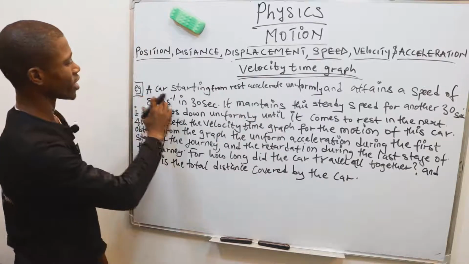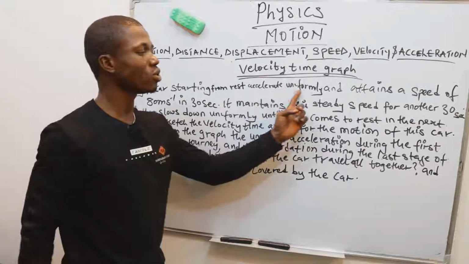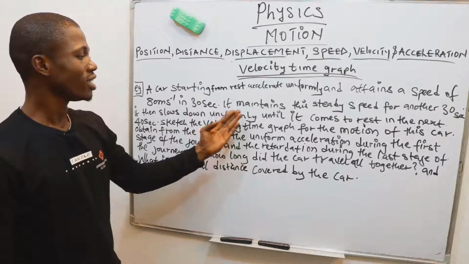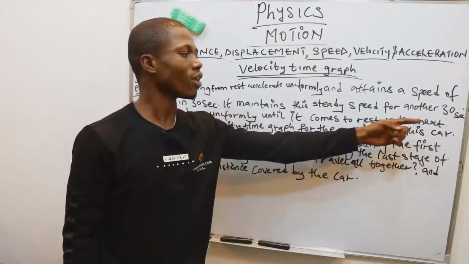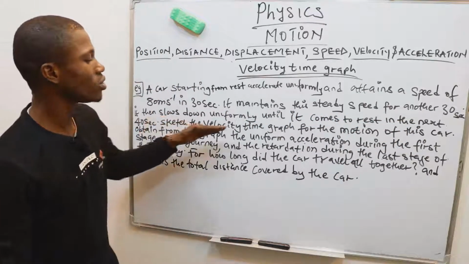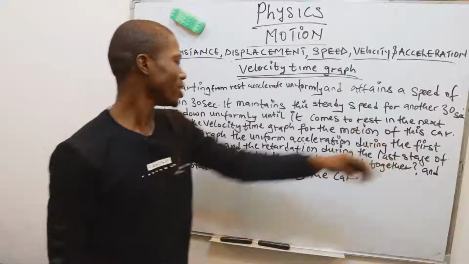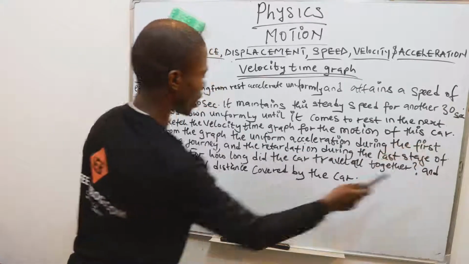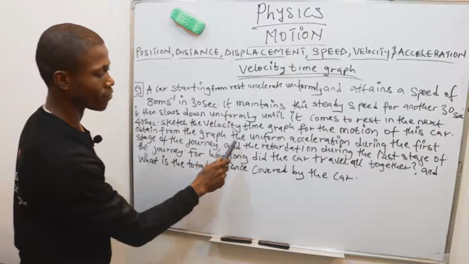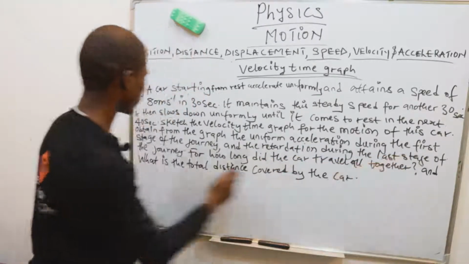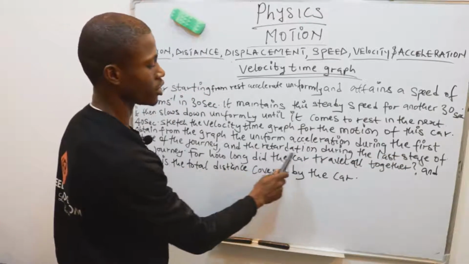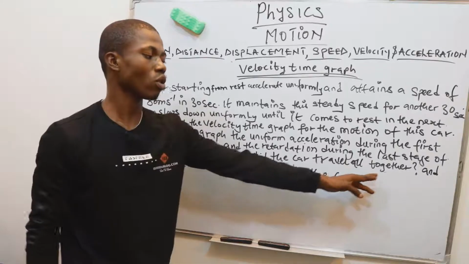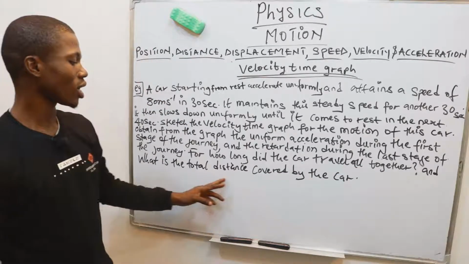The question says that a car starting from rest accelerates uniformly and attains a speed of 80 meters per second in 30 seconds. It maintains this steady speed for another 30 seconds. It then slows down uniformly until it comes to rest in the next 40 seconds. Sketch the velocity time graph for the motion of this car. Obtain from the graph the uniform acceleration during the first stage of the journey and the retardation during the last stage of the journey. For how long did the car travel altogether, and what is the total distance covered by the car?